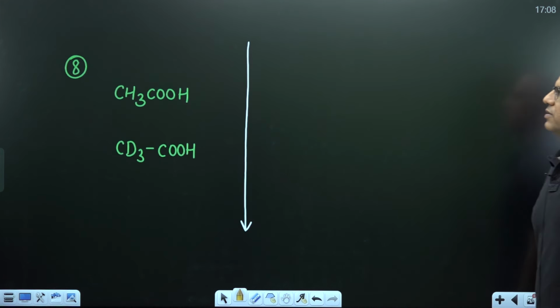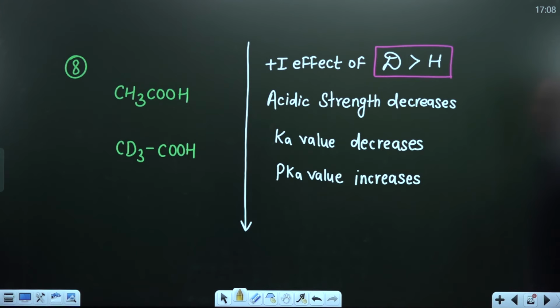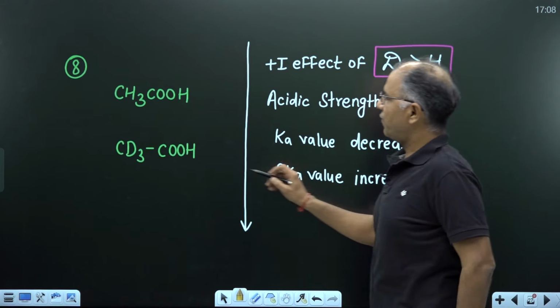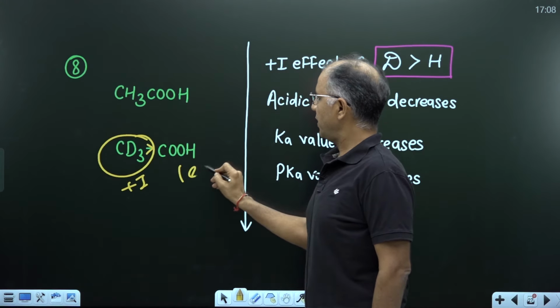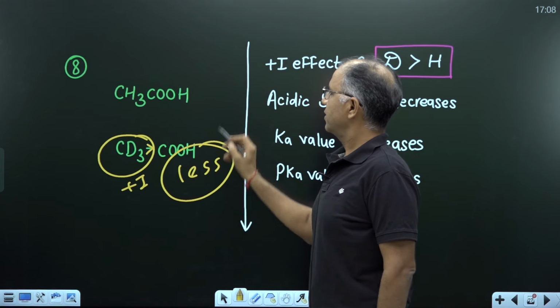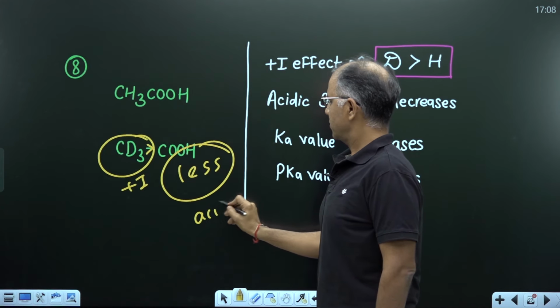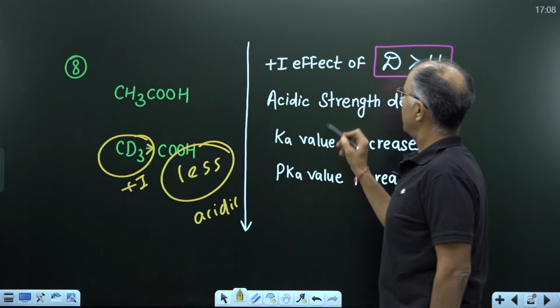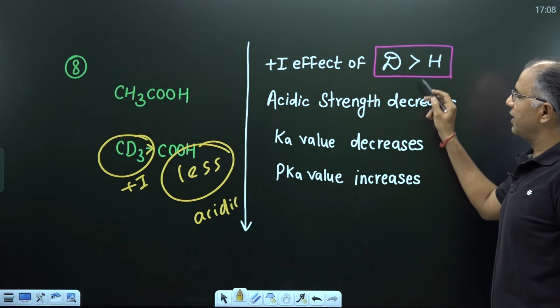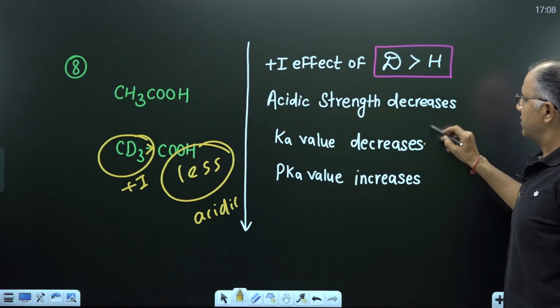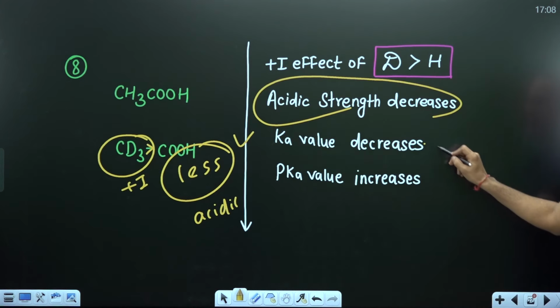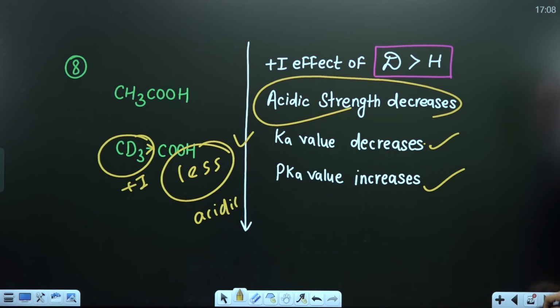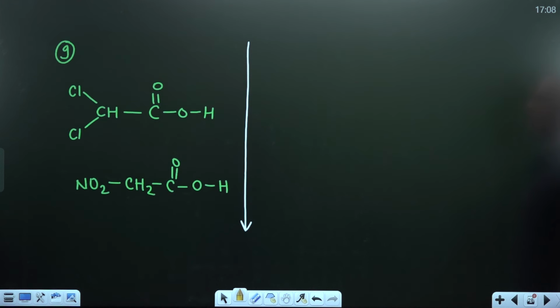Now compare this. The plus I of D is greater than plus I of H. More plus I means it will be less acidic. We can say acidic strength decreases because plus I increases. So K will decrease, so pK will increase. Now which one is more acidic?